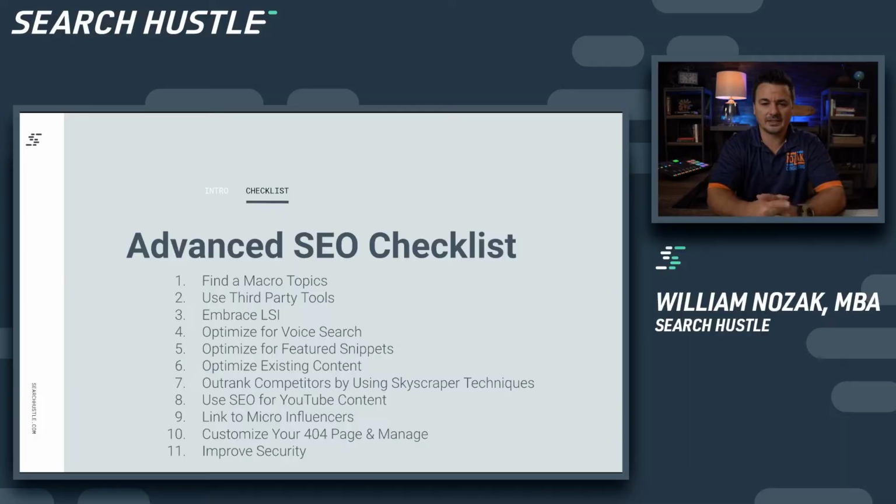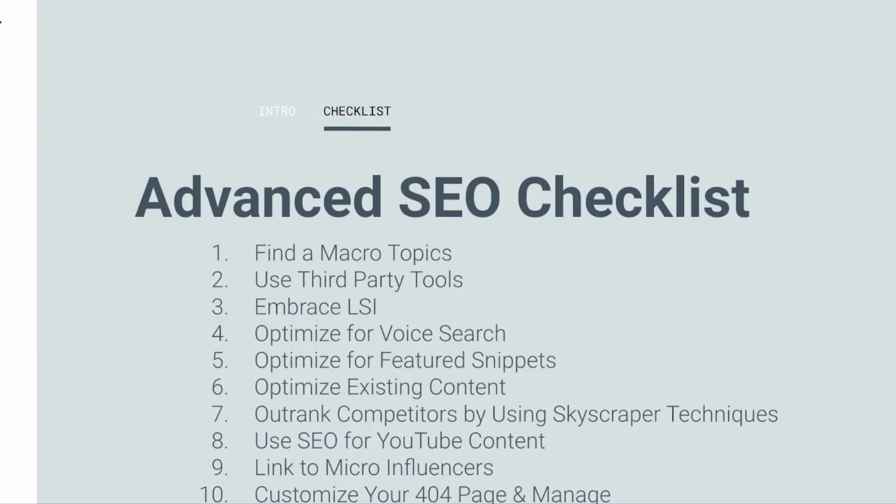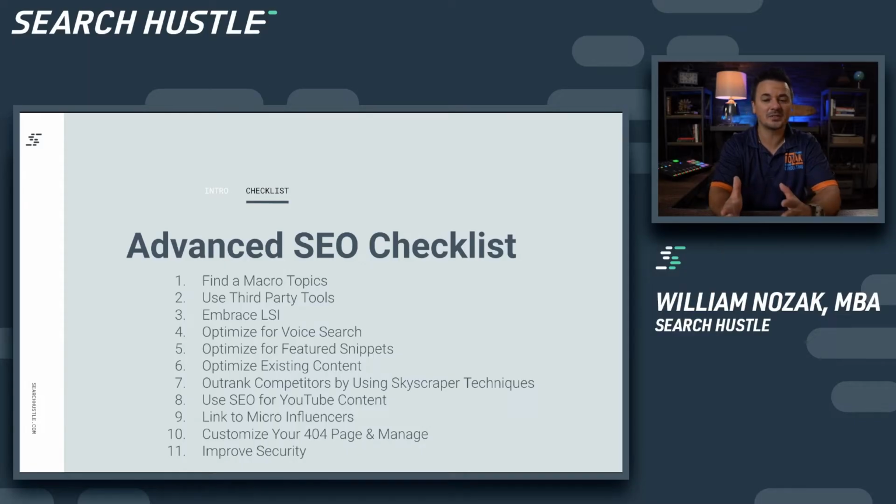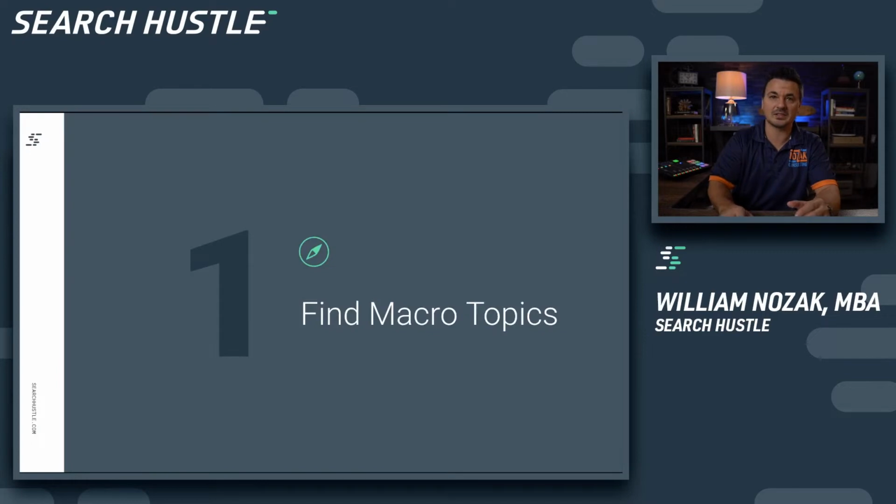Advanced SEO checklists: find macro topics, use third-party tools, embrace LSI, optimize for voice search, optimize for featured snippets, optimize existing content, outrank competitors by using Skyscraper techniques, use SEO for YouTube content, link to micro-influencers, customize your 404 page and manage those 404s, and improve your security. All of these should be no-brainers for everyone, but if it's not, I'm going to try to go in depth significantly, and for some of you, it's just a refresher of why these things are super important.